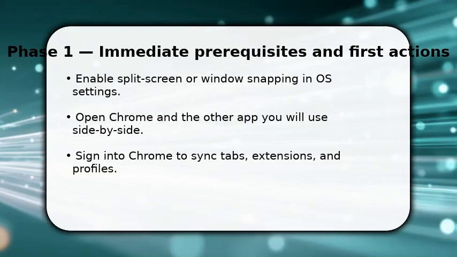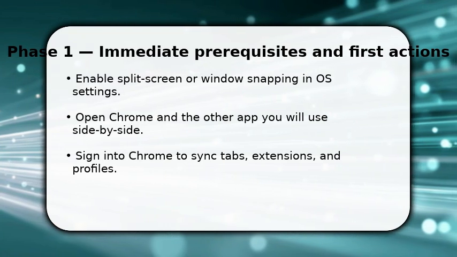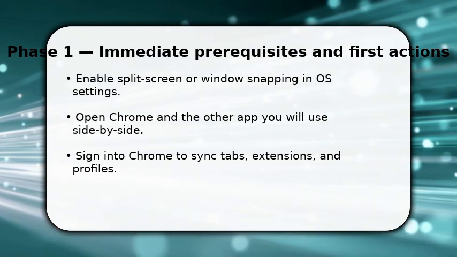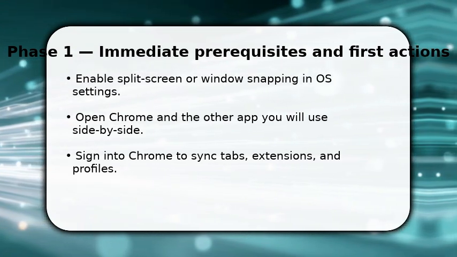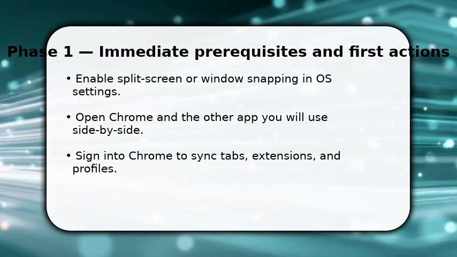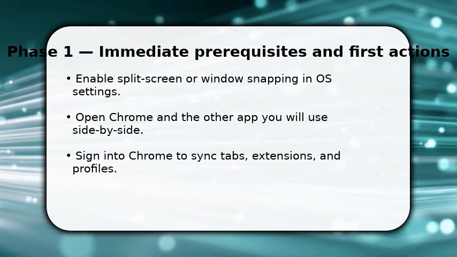You will start by arranging your workspace so Chrome and the other app coexist. This saves time and context. First, snap or tile the windows, drag to a screen edge, or use the OS shortcut. Once done, adjust sizes so both are readable.